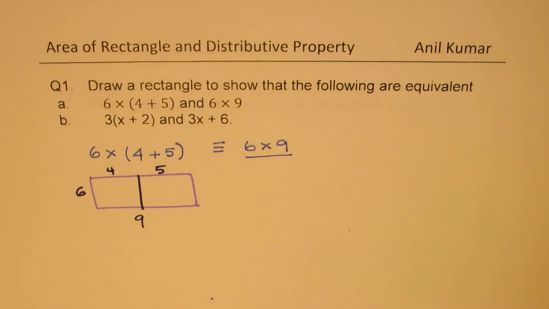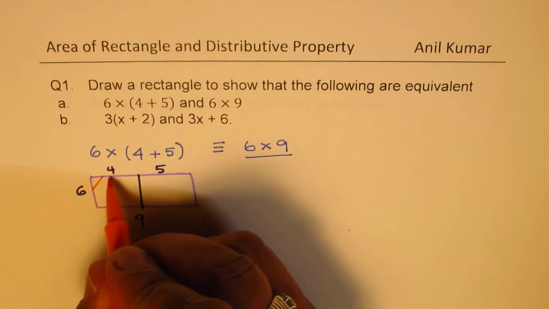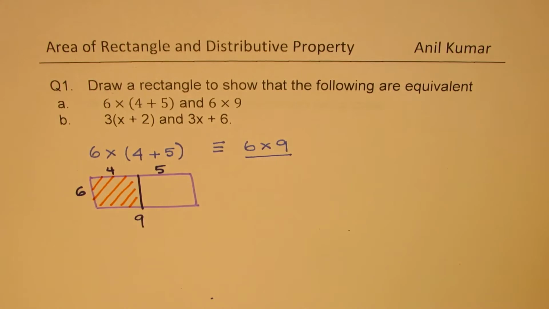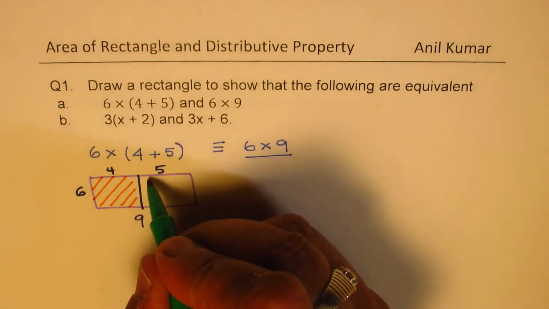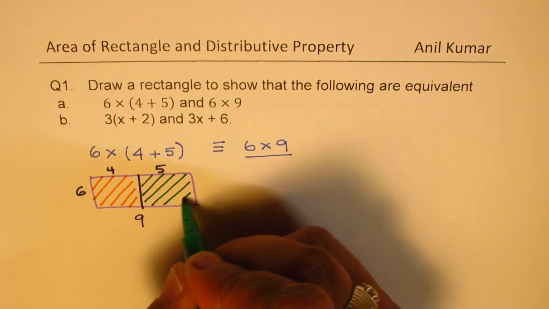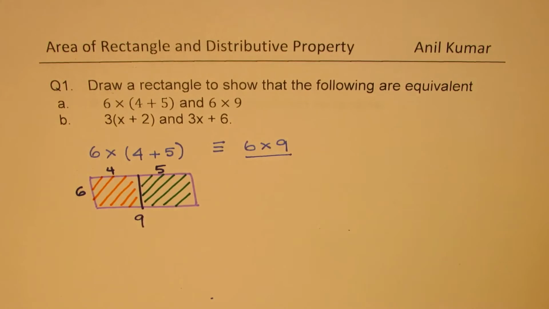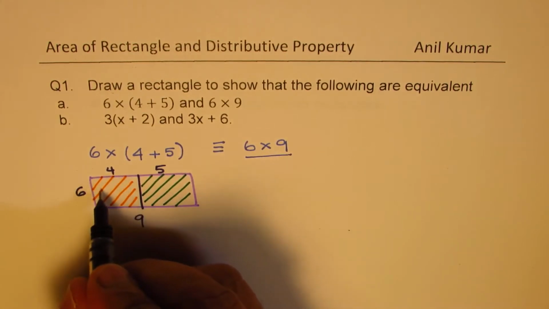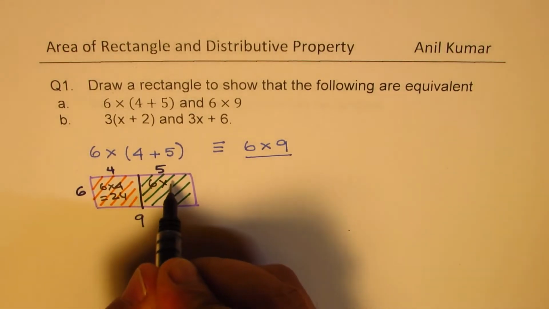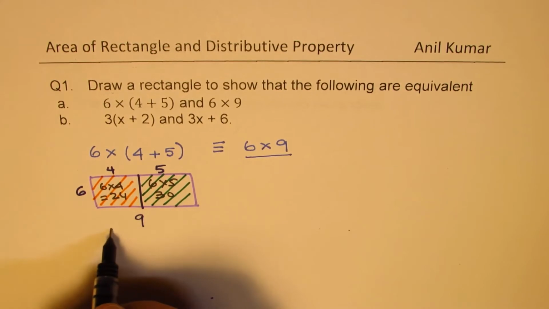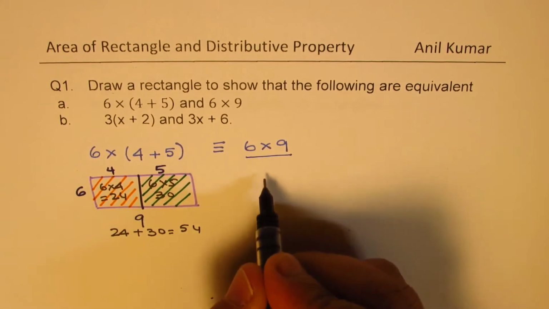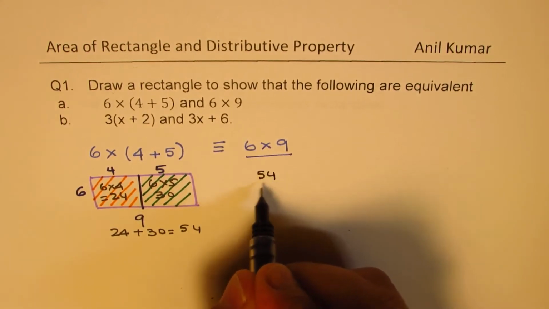So we can add the area, which is 6 times 4, with 6 times 5. Correct? So if you add 6 times 4, which is 24, and 6 times 5, which is 30, what do you get? You get 24 plus 30, which is 54. And you know 6 times 9 is also 54, right?